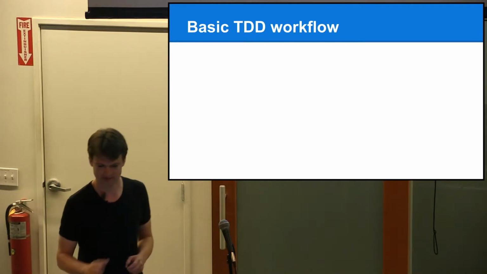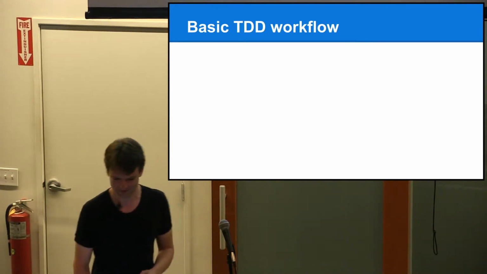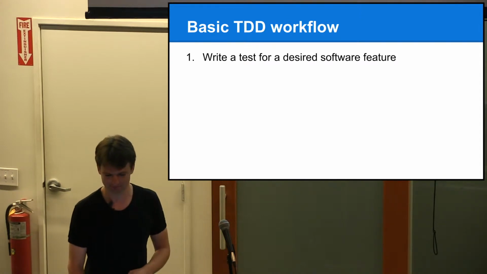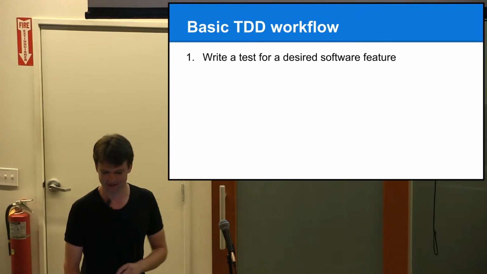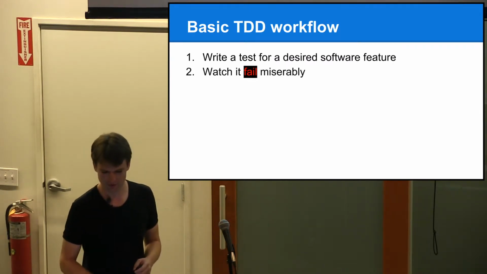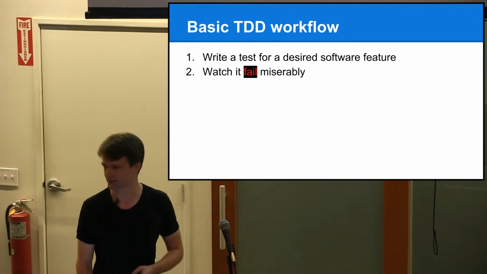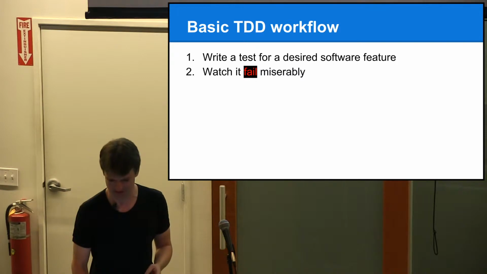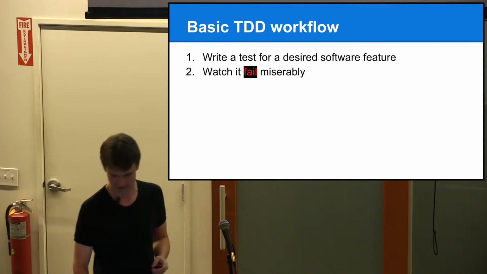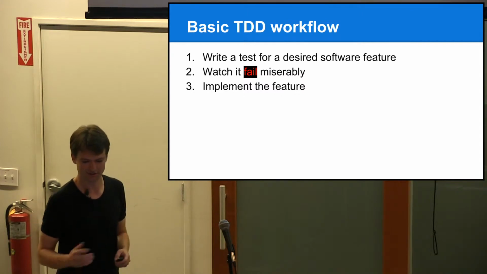Okay, so let's go through the basic TDD workflow. Most of you have heard of TDD, but let's just be clear on how it's going to go. Step one, write a test for a desired software feature. So you write the test first, not later. Step two, watch it fail miserably. Because you haven't written the feature yet, so I hope it fails. If it passes, you're doing something really wrong, or really right, I don't know. Step three, actually implement the feature.